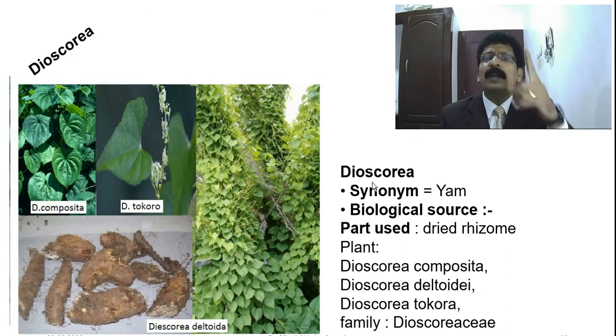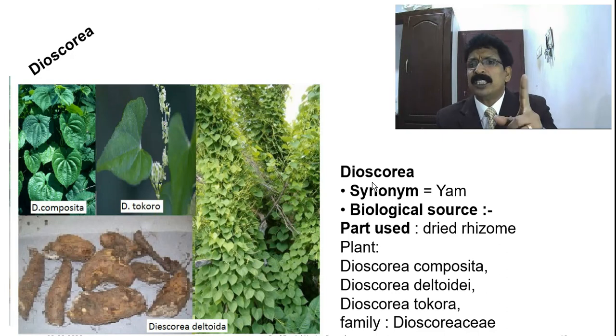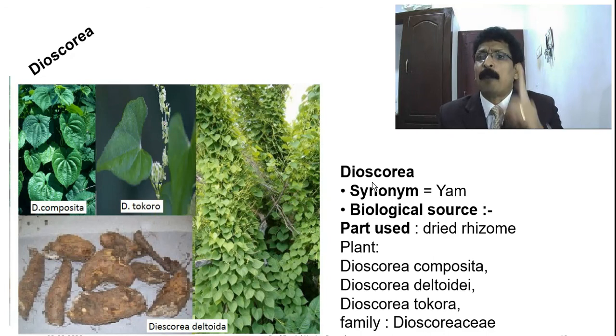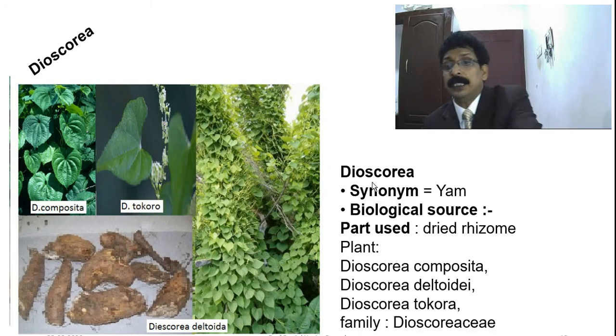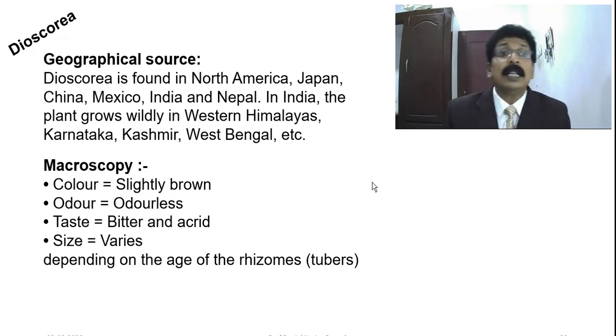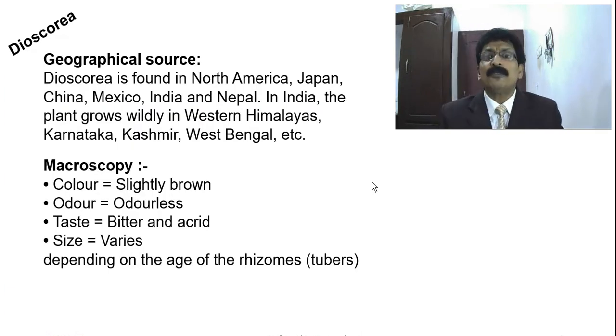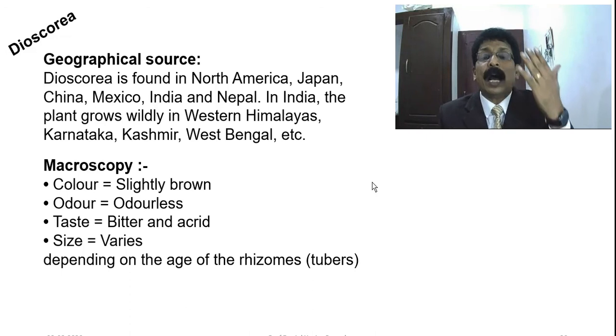Dioscoreaceae, easy to remember. When you write a botanical source or a biological source, if you write the part which is used, the botanical name and the family, then only the complete definition is there. And what is the geographical source of this Dioscorea? Dioscorea is found in North America, Japan, China, Mexico, India and Nepal.